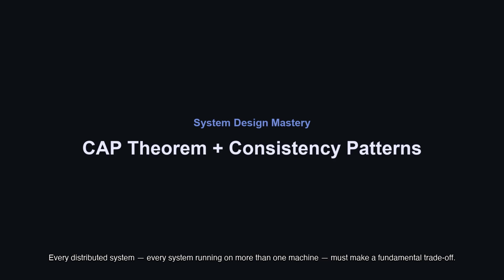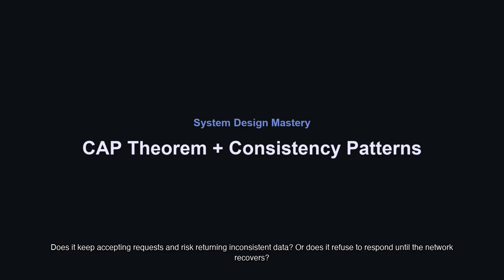Every distributed system, every system running on more than one machine, must make a fundamental trade-off. When a network failure occurs and your machines can't talk to each other, what does your system do? Does it keep accepting requests and risk returning inconsistent data? Or does it refuse to respond until the network recovers?